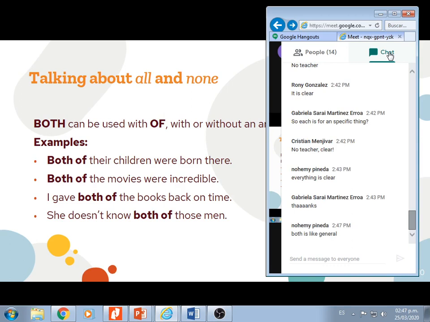Yeah, Noemi, both is like general. So it's going to be, let's say, kind of more general than in the case of both of. You can say, for example, did you watch the two movies I told you about? Yeah, I watched both movies. Or if you want to be more specific, yeah, I watched both of the movies that you told me. I need to have more information. Both of the movies. Any other questions? Okay, well, I guess no.